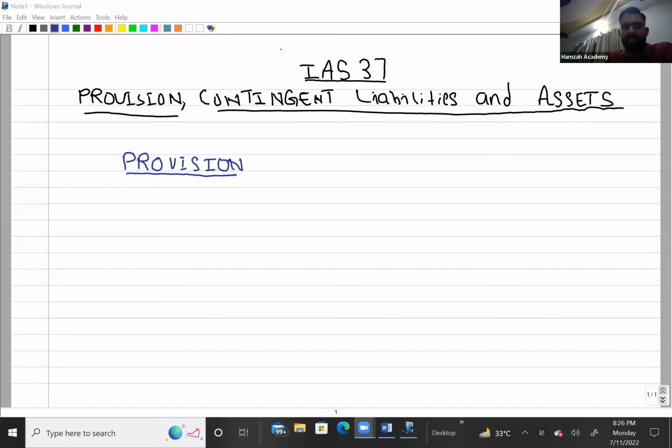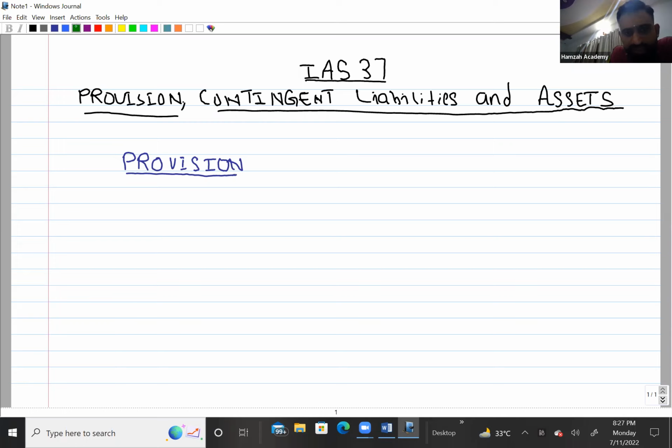Okay, let me remind you. Yes, provision is a liability. That's the right thing. So provision is a liability. But there is a bit of difference between provision and liability, but it is a liability. So what is the definition?